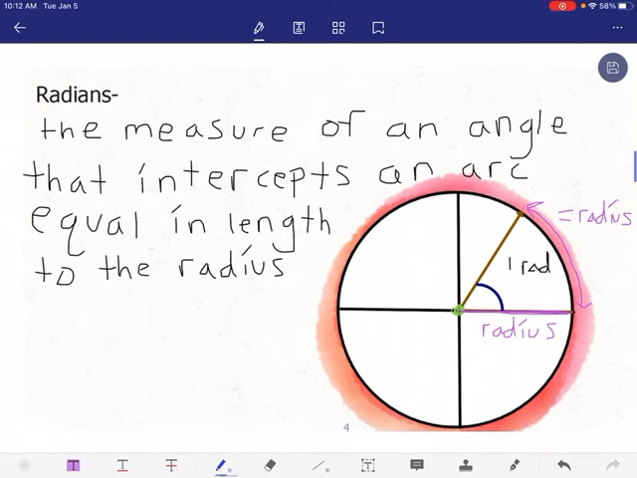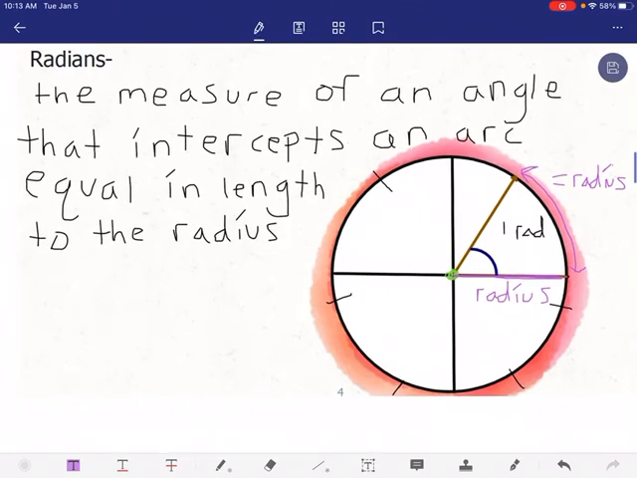And notice that if we were to continue with that pattern, this would be 1 radian, and then 2 radians would be slightly into our second quadrant. Then we would have 3 radians, 4, 5, 6, and we would actually have a little bit left over.